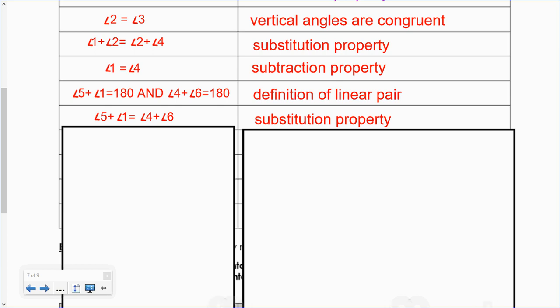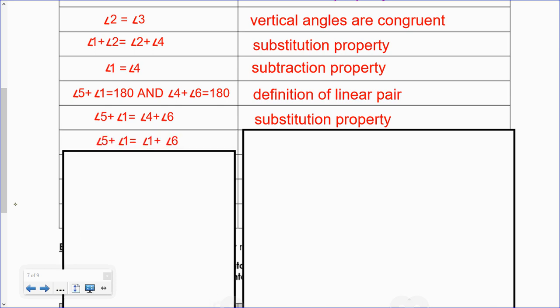Took the 4 and the 6 and I plugged it in for the 180 in the previous equation. All right. Is there any previous information I can now use? Yes. Since 1 and 4 are equal, you could do 5 plus angle 1 equals angle 6 plus angle... So instead of writing 4, since I know angle 1 and angle 4 are congruent, instead of writing 4, I can write another 1.